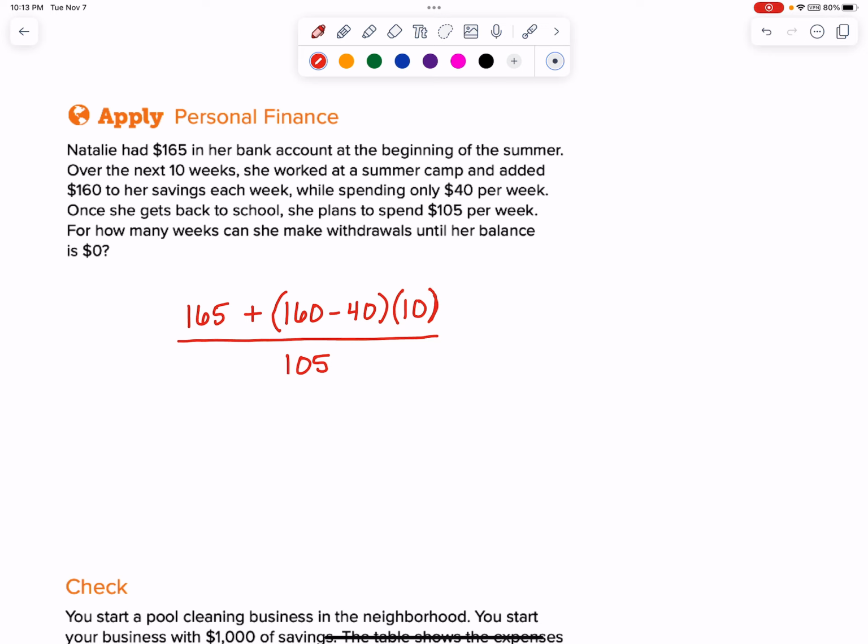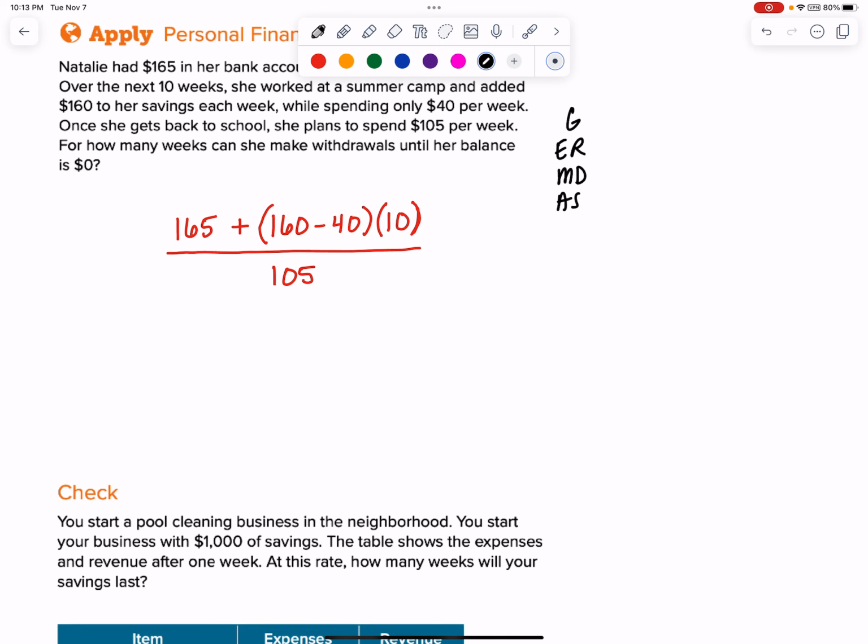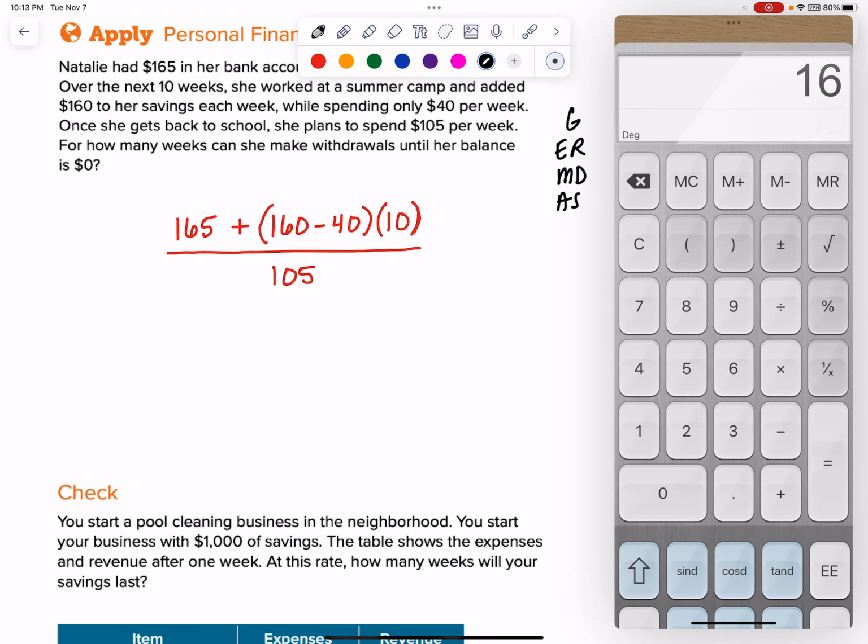So now I can go ahead and do this, but I need to think about order of operations. And remember, that's G, ER, MD, AS. That's our germ DOS, right? Grouping, exponents and roots, multiplication, division, then addition, subtraction. So let's go ahead and solve some of these as we go. So first is our grouping, or our parentheses. So we have 160 minus 40, okay, is 120.